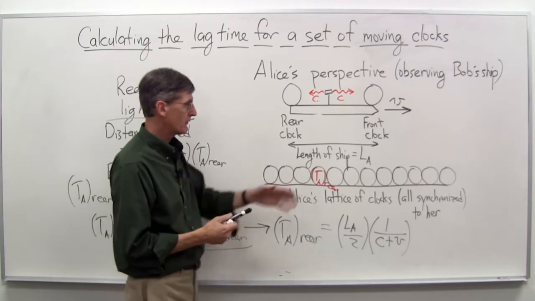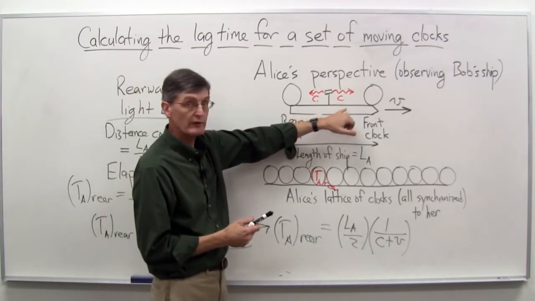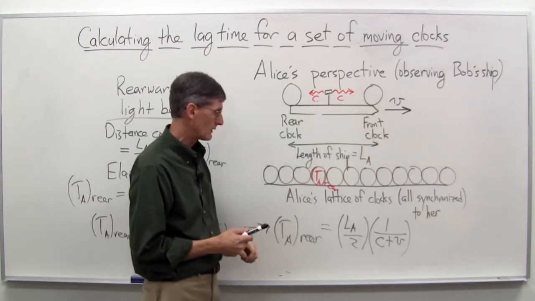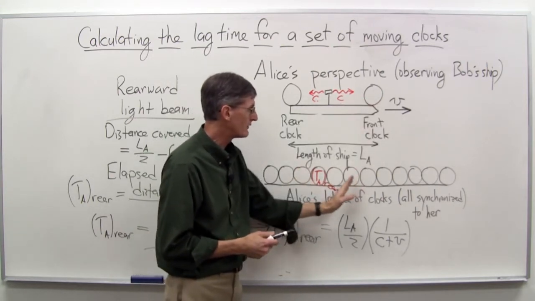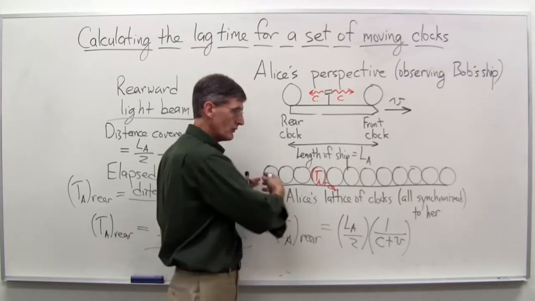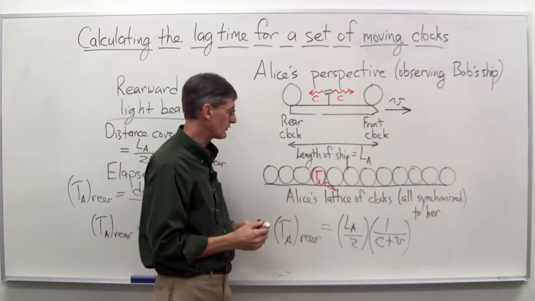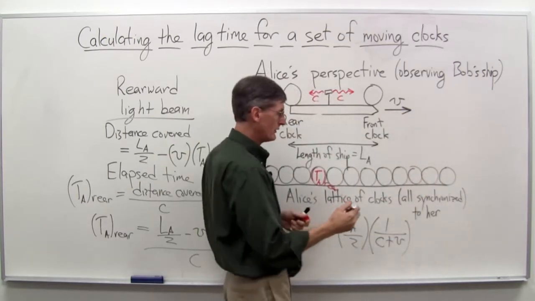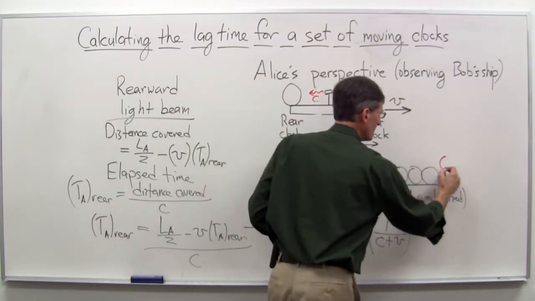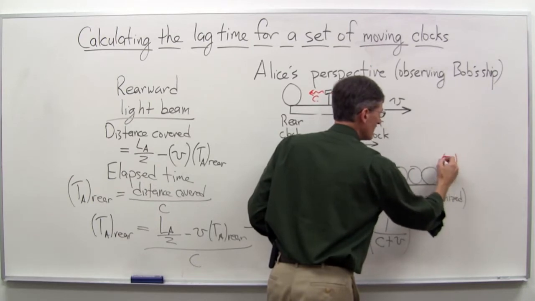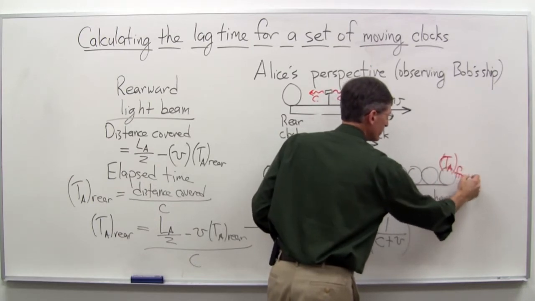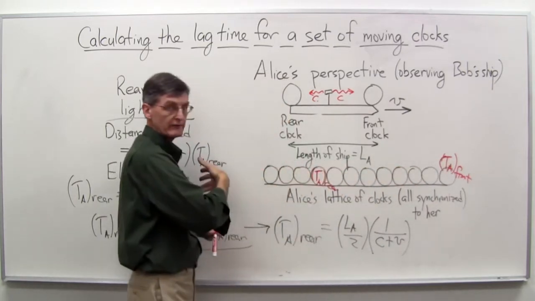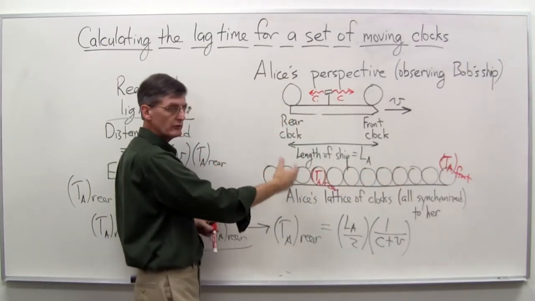And then, of course, as we've been arguing qualitatively, she has to wait a little bit longer for the frontward going light beam to hit Bob's front clock. And so maybe that occurs a little bit later in terms of her lattice of all synchronized clocks here. Maybe we'll go out to our far one here. That occurs at, we'll call that T sub A front. And again, at that instant in time, all of Alice's clocks say TA front. They're all synchronized, so it's 0, 1, 2, 3, boom.